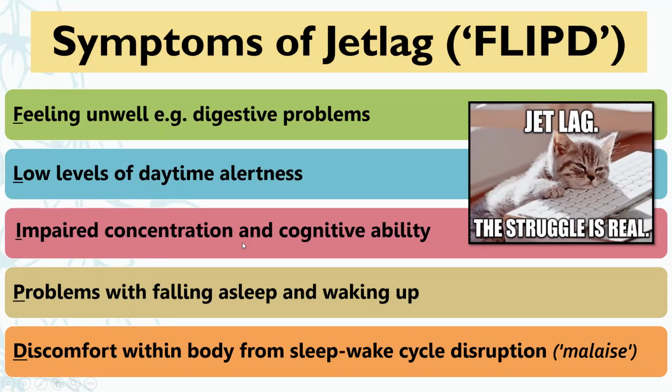I is for impaired concentration and cognitive ability, which means that you're not able to concentrate, you're not able to think straight, you're not able to reason, you're not able to make decisions properly. P is for problems with falling asleep and waking up. So essentially this is what we call problems with the sleep-wake cycle, okay? So remember I said before, this idea of falling asleep and waking up is what we refer to as our sleep-wake cycle. So you are going to have problems with the sleep-wake cycle when you have jet lag.